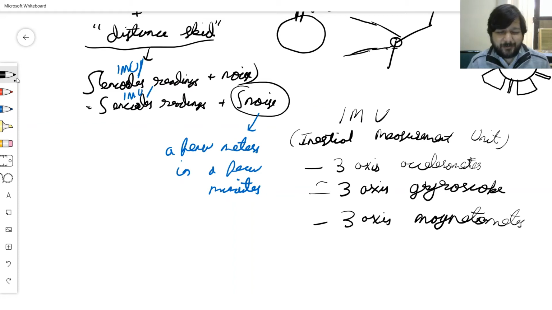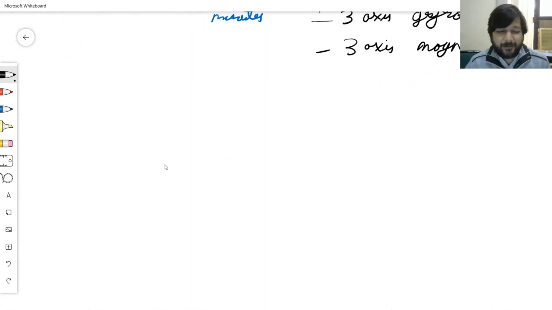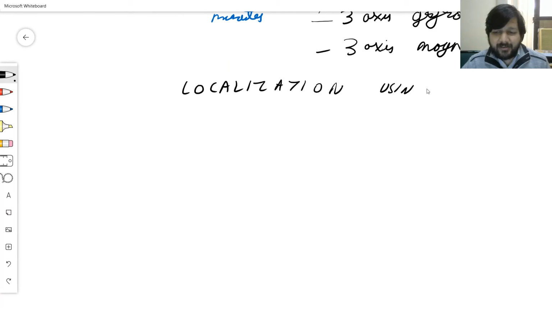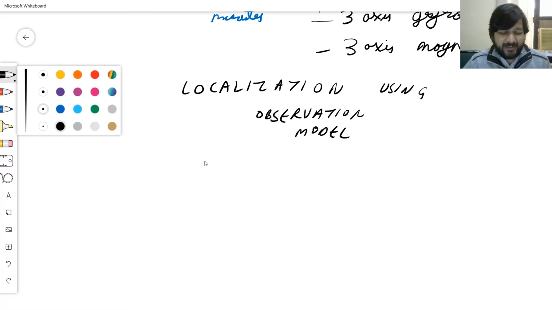There's a second way to calculate your localization. This is called localization using observation model. Let's take only the 1D case as an example.